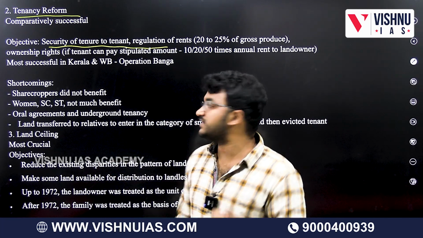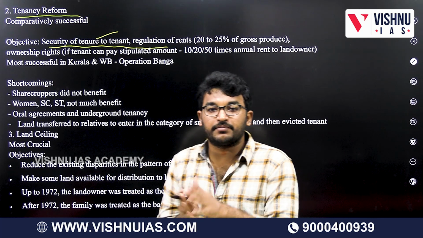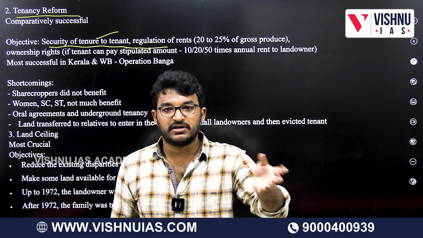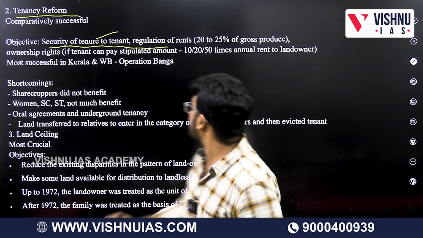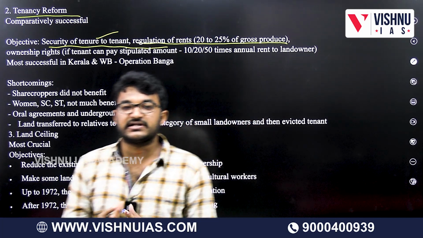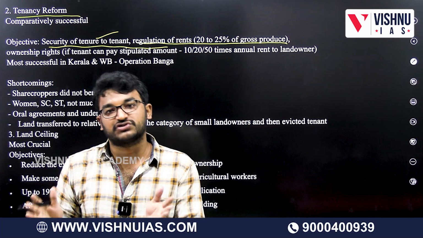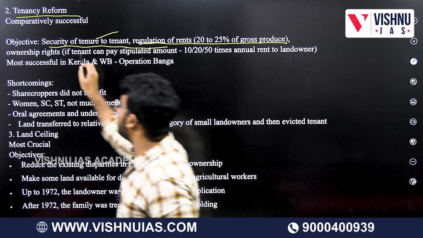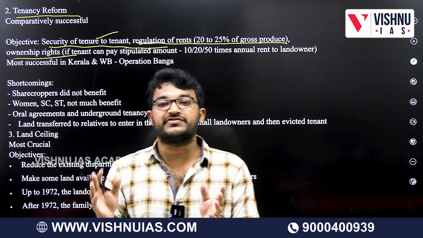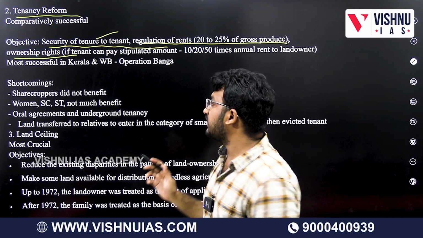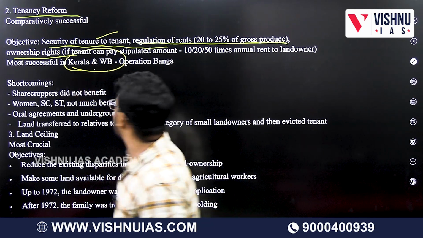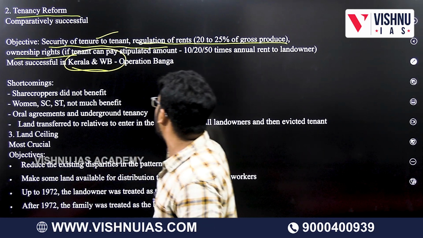And what are the objectives of this? Security of tenure to the tenant. Landlords cannot evict them at their whim; there are some rules for eviction. Next, regulation of rents. Landlords cannot fix rents at whatever amount they want; those are also regulated. Next, ownership rights have also been given to the tenants if they are able to pay some amount fixed by the government. And this experiment of tenancy reform was most successful in Kerala and West Bengal, under the name of Operation Barga.